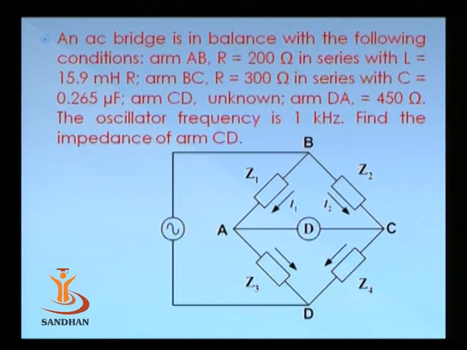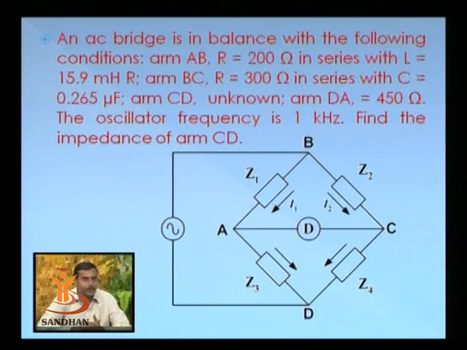AC bridges. In general, an AC bridge is connected like this. An example is given here. An AC bridge is given with a particular condition. Arm AB has resistance 200 ohm in series with inductance 15.9 millihenry. Arm BC contains resistance in series with capacitance C of 0.265 microfarad. Arm CD is unknown, while arm DA contains 450 ohms. The bridge is excited with 1 kHz frequency, and we have to find the impedance of the branch CD.